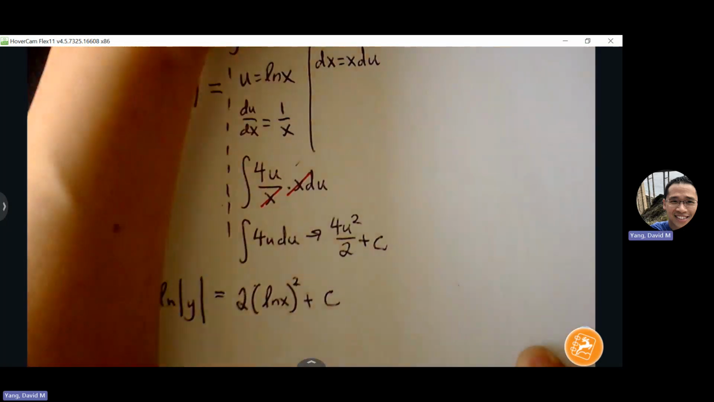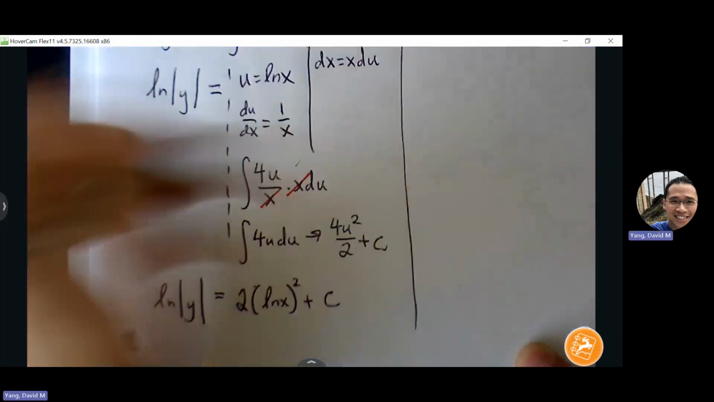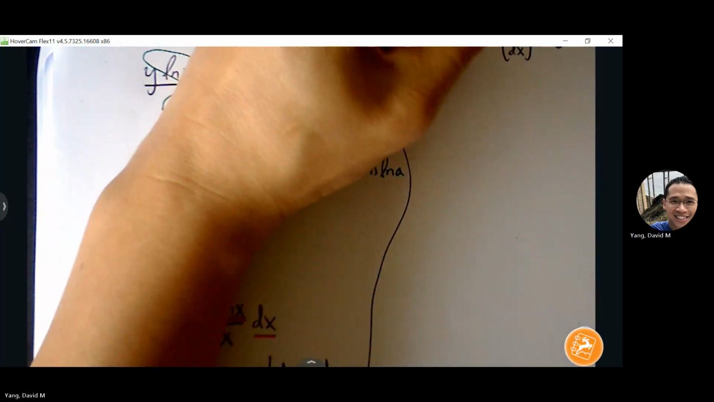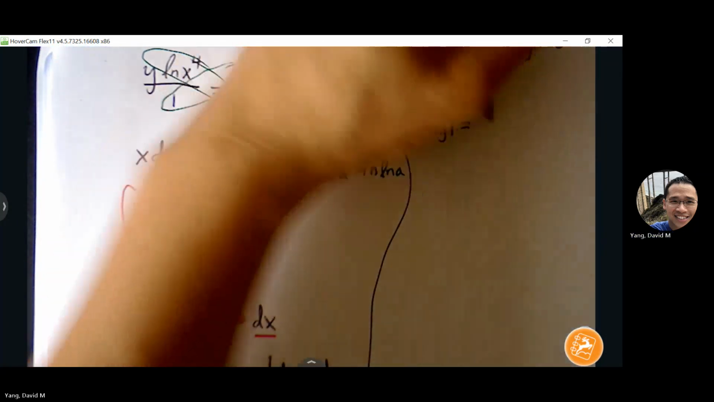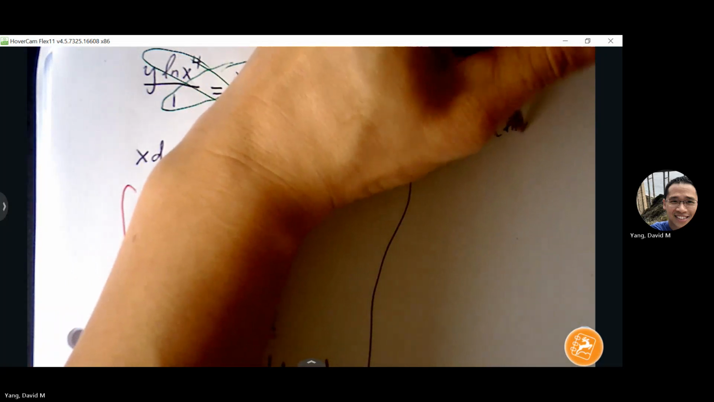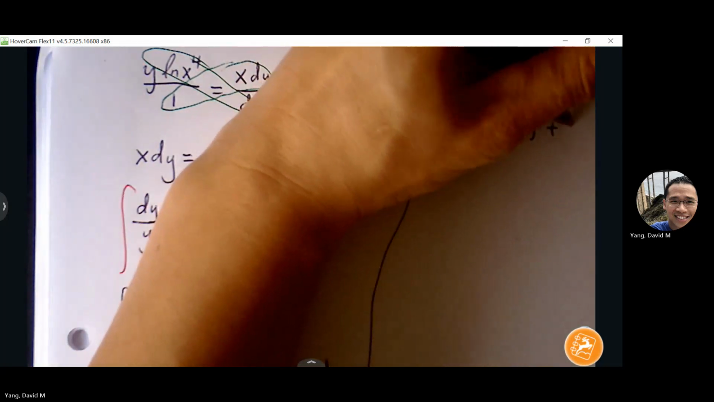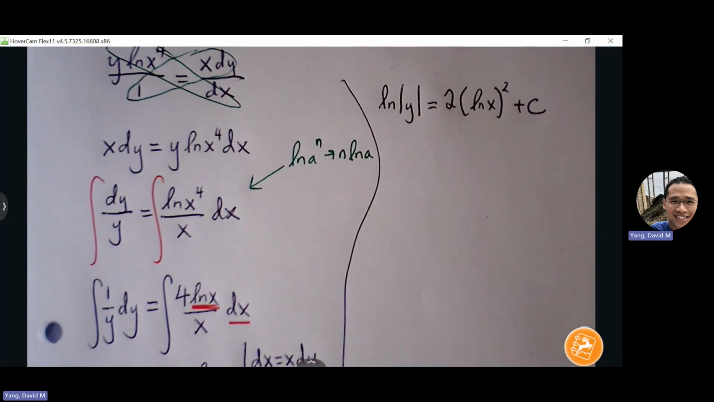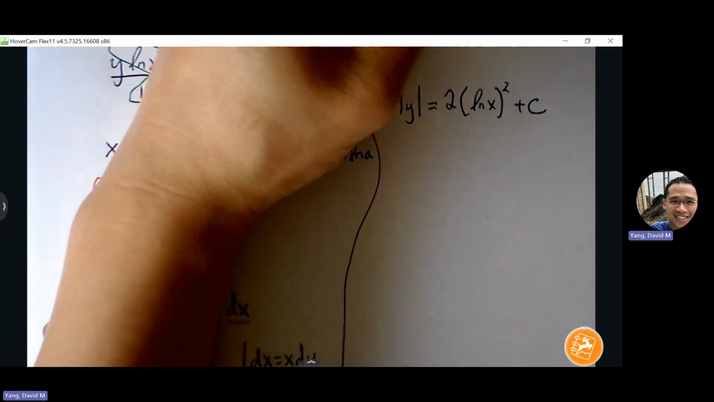Okay, so let me reset because now it's the cleanup stage, right? We're not asked to find the specific solution, just a general solution, because no ordered pair was provided for us. We just have to solve for y. So what can we do? Both sides do what? Raise e to each side.